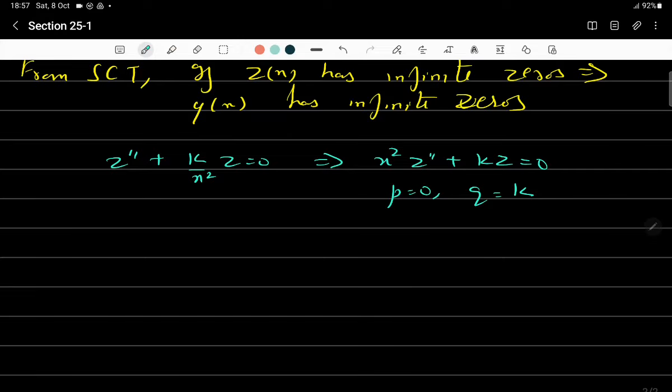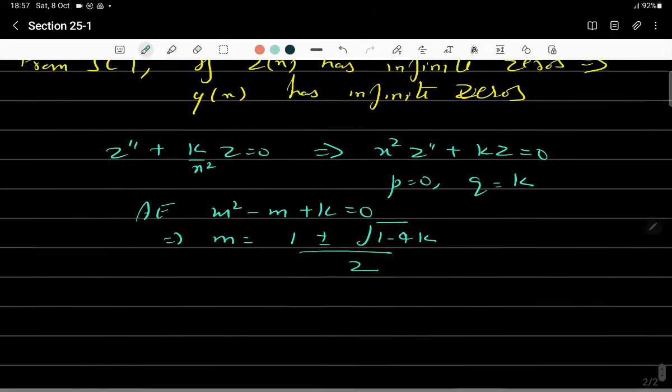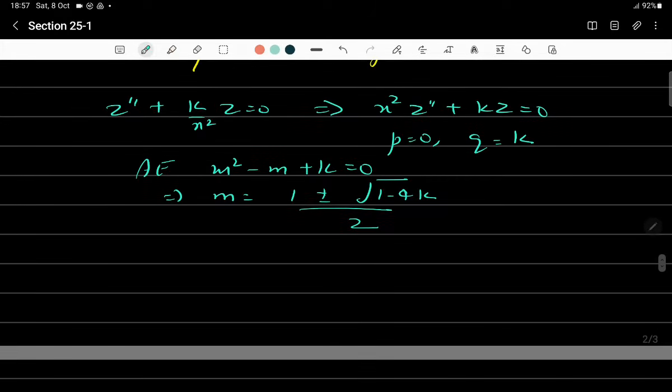So d²y/dz² + (p − 1) dy/dz + qy = 0. So the auxiliary equation would be m² + (p − 1)m + k = 0, which is m² − m + k = 0. That gives me m = (1 ± √(1 − 4k))/2. Now the values of m depend on 1 − 4k. There could be distinct roots, there could be real roots.